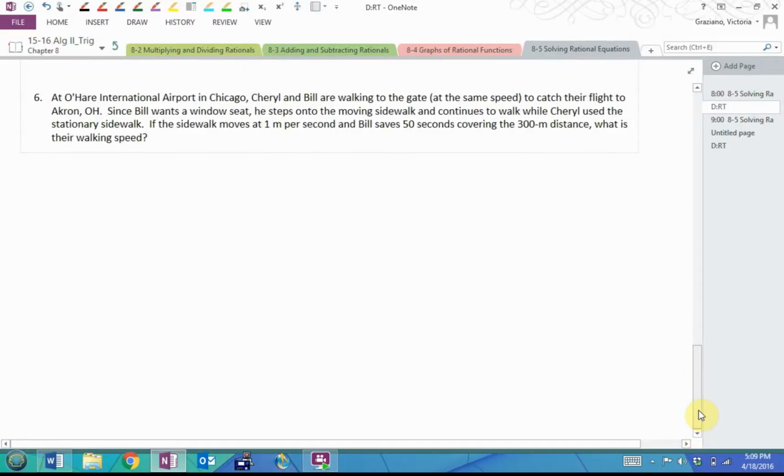So this one says, at O'Hare International Airport, Cheryl and Bill are walking to the gate, and notice they're walking at the same speed to catch their flight to Akron, Ohio. And since Bill wants a window seat, he steps on the moving sidewalk and continues to walk, while Cheryl uses the stationary sidewalk, meaning she's just walking on the normal ground. So the sidewalk moves at 1 meter per second, and Bill saves 50 seconds by covering the 300 meter distance. So what is their walking speed? Which, remember, what is the same.